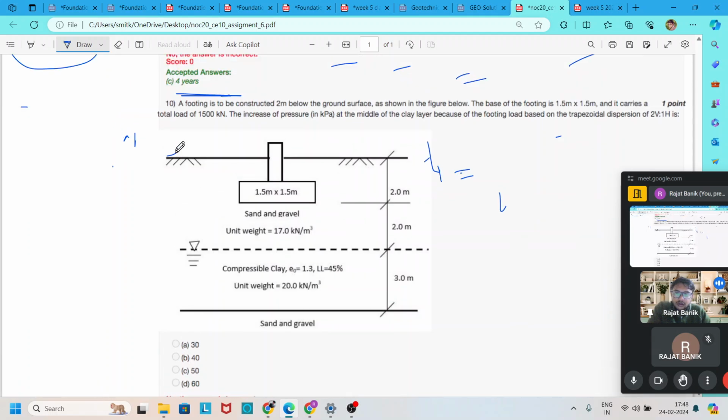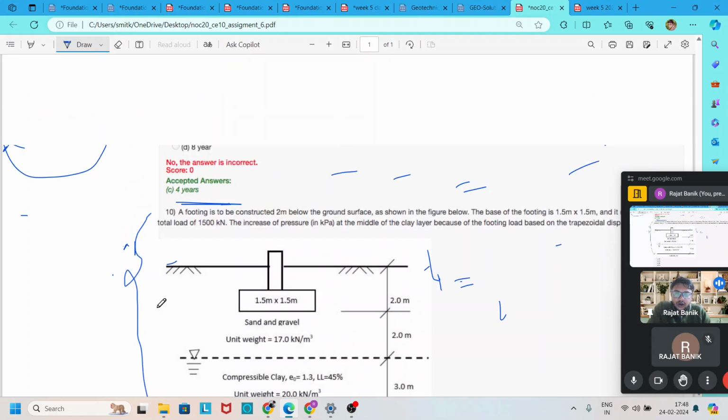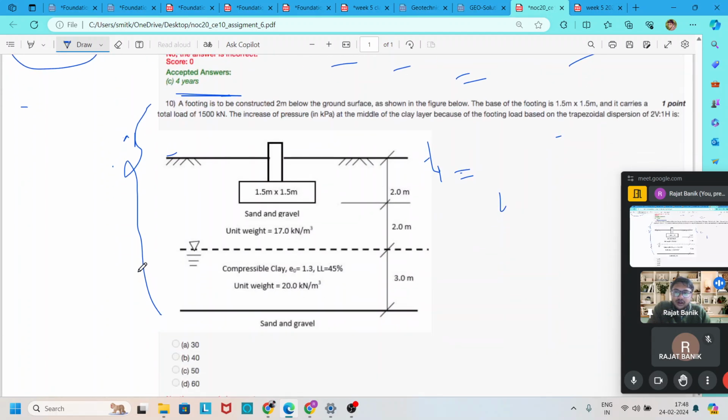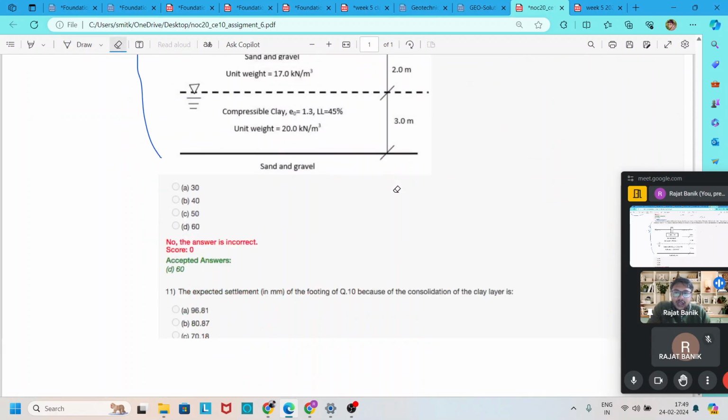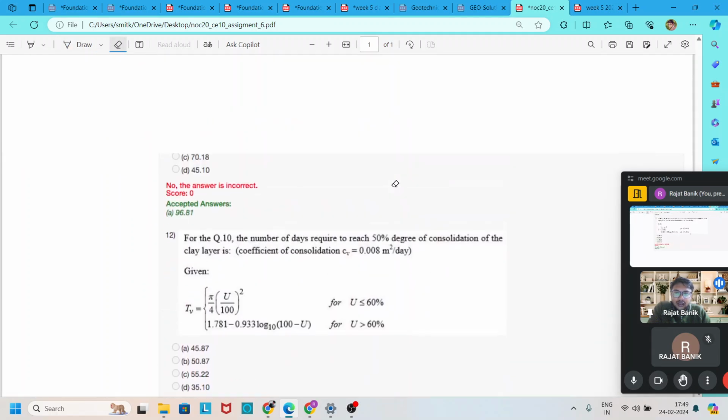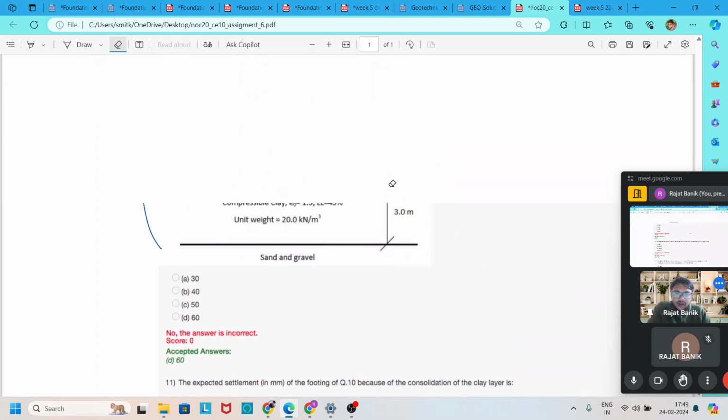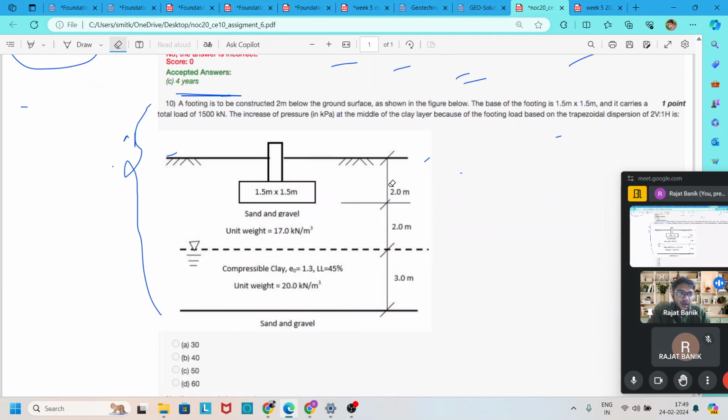Now move on to question number 10. A similar question I also solved in today's class in lecture number 21 and 22. I can solve it again here. Question number 11 and 12 are linked with question number 10, so please first understand question number 10, and then we can easily solve questions 11 and 12.